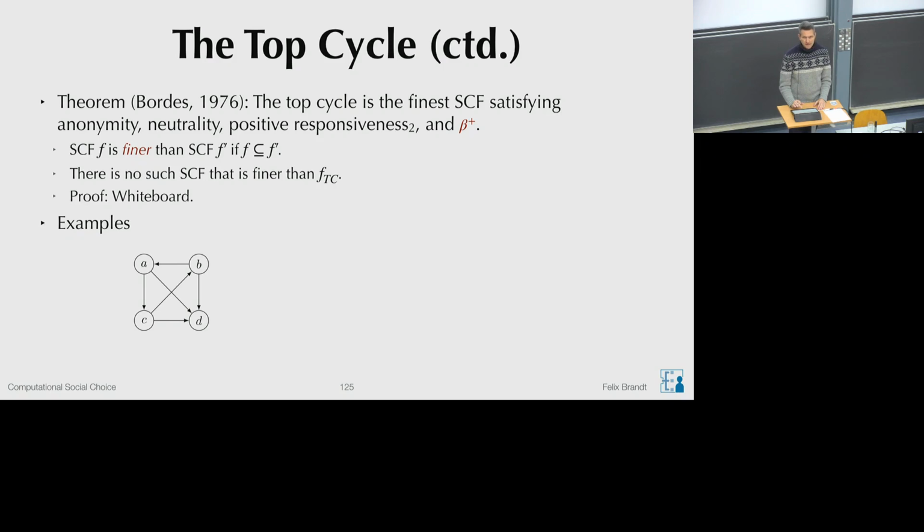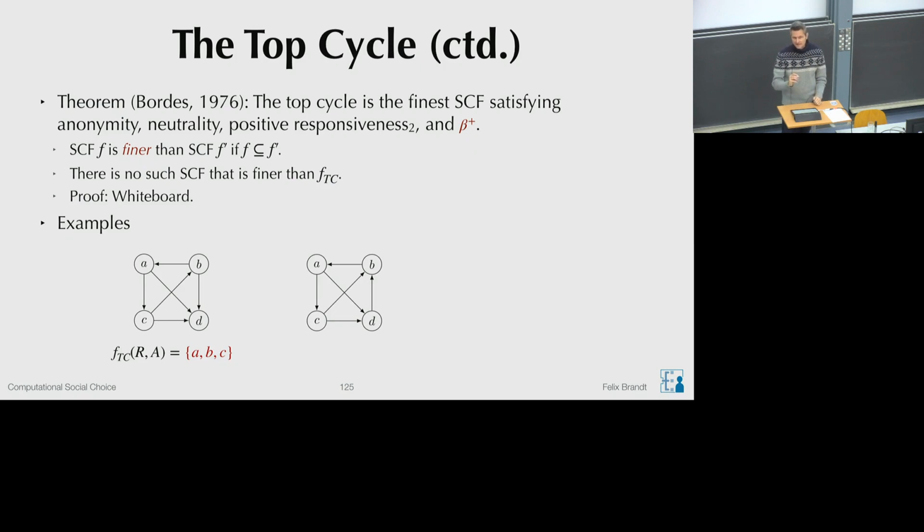Okay. All right, so this is also a Condorcet loser here, right? So the Condorcet loser is excluded. Now let's flip around one of these edges here. So now D dominates B rather than B dominates D. What would be the top cycle now?